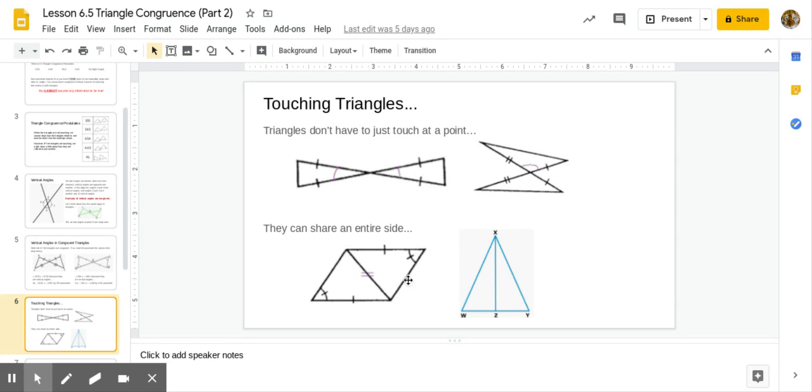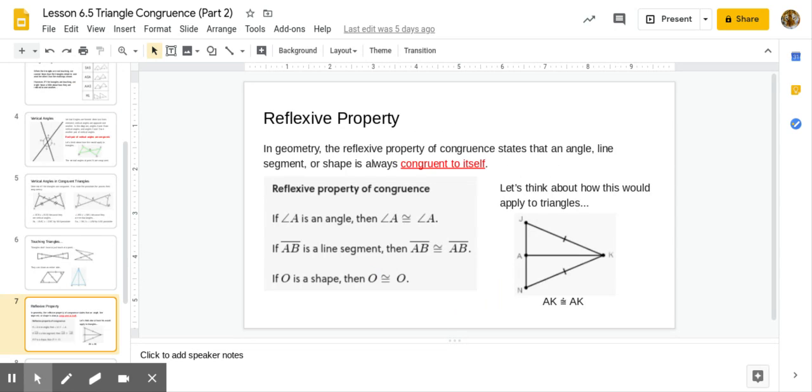But in these two diagrams down here, we have an entire side that is a part of this bottom left triangle and the upper right triangle. Here, XZ is a shared side. It belongs to the triangle on the left as well as the triangle on the right. Those are going to be something we're going to use a property called the reflexive property with.